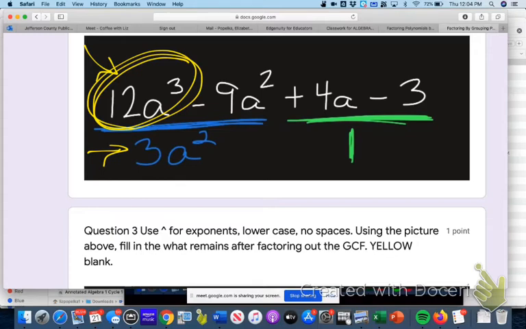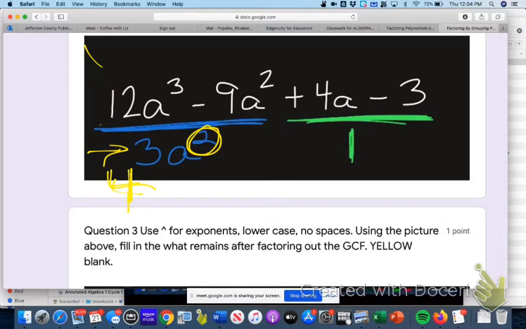Oh, that's 4. Yep. And then you had, oh, I'm sorry, that 4 is not showing up so great. Okay. And then you had 3 A's originally, right? And then how many A's did you factor out? 2. So how many A's are left over? 1. So you started out with 12A to the third, and then you factored out a 3A to the second. So 12 divided by 3 meant you had 4, and then you've got 1A left over.